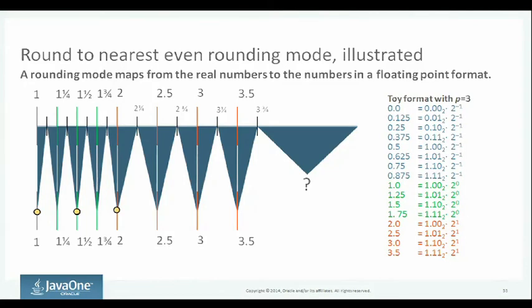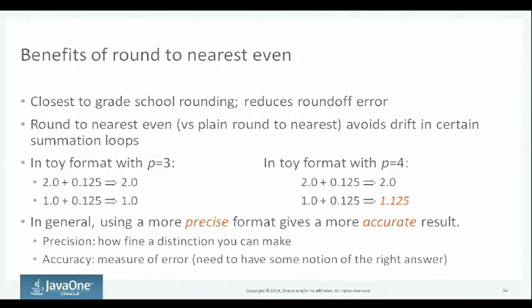Because we have no good value here in this set of values to use to return that. So I suspect we'll have to complete a partial function a little bit later in the talk to answer that question. Some of the benefits of round to nearest even: this is the closest to the grade school rounding we use, where you see 5 and up, you round up to the next value. One benefit of this little round to nearest even detail is that it avoids drift in certain kinds of summation loops.